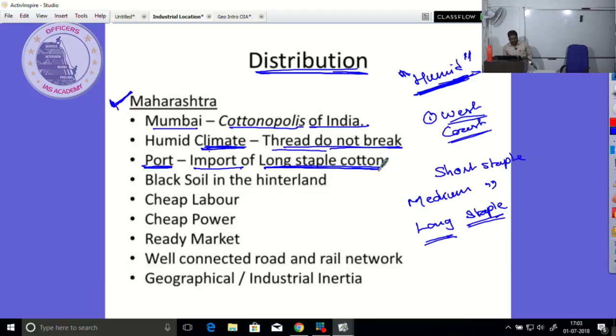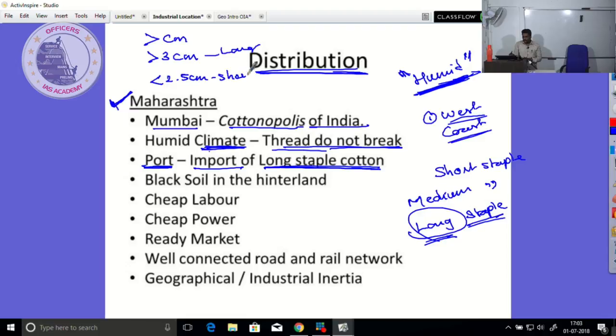What is this short, medium and long staple? It is nothing but the length of the fiber. If I talk about the cotton fiber, if the length of the fiber is more than 3 cm, you call it a long staple. More than 3 cm is called long staple, sir. Less than 2.5 centimeters, you call it short. What is medium? Between 2.5 to 3 centimeters of length, you call it a medium staple cotton. So what is grown in India is this medium and short. Long is very, very less grown in India.